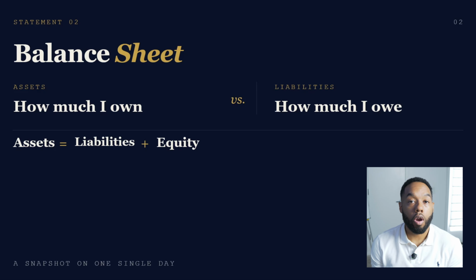The next statement is our balance sheet. This is also known as a net worth statement. This lets us know how many assets we own, subtracting how many liabilities we owe, and this gives us our shareholder equity. This is also known as the balance sheet equation, where assets equals liability plus equity, or said another way, assets minus liability equals equity.